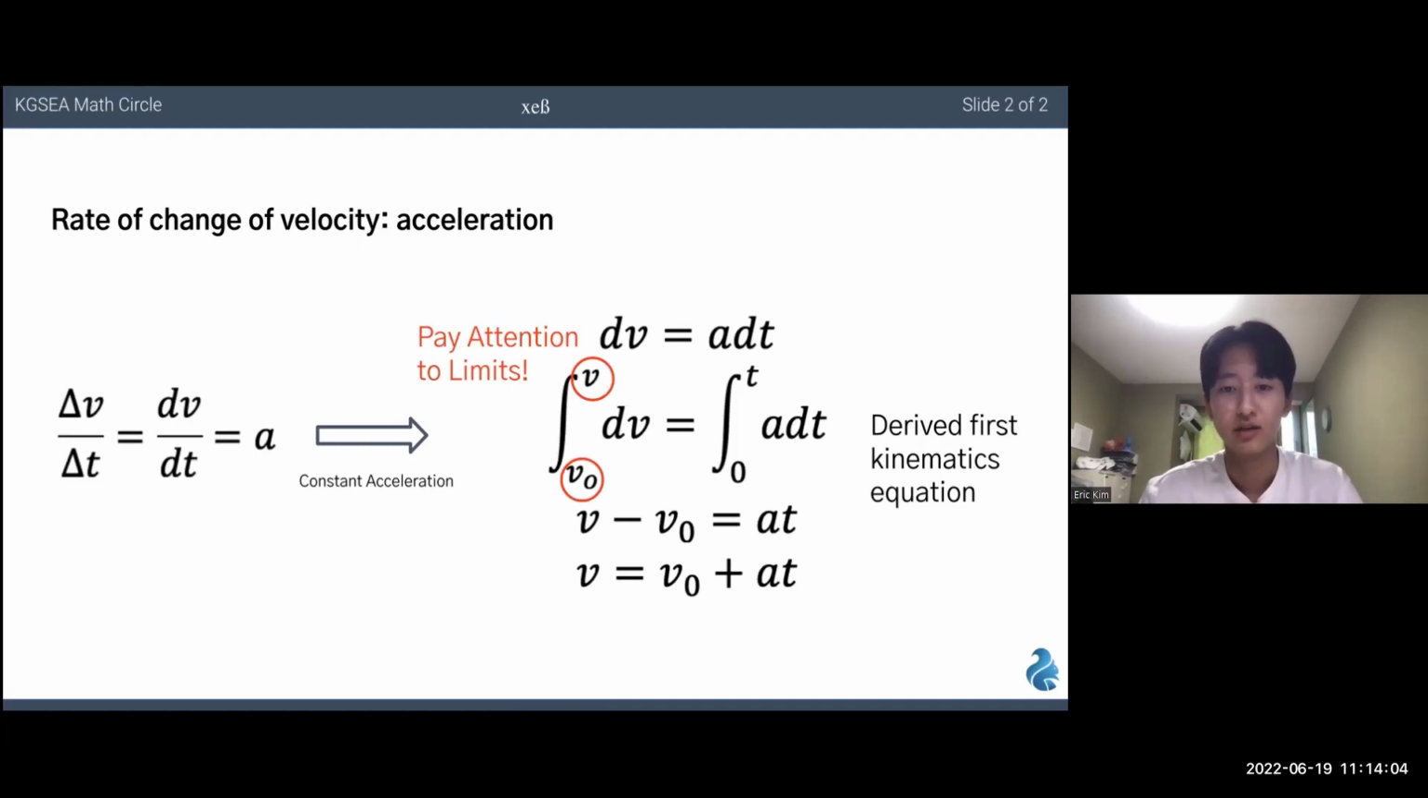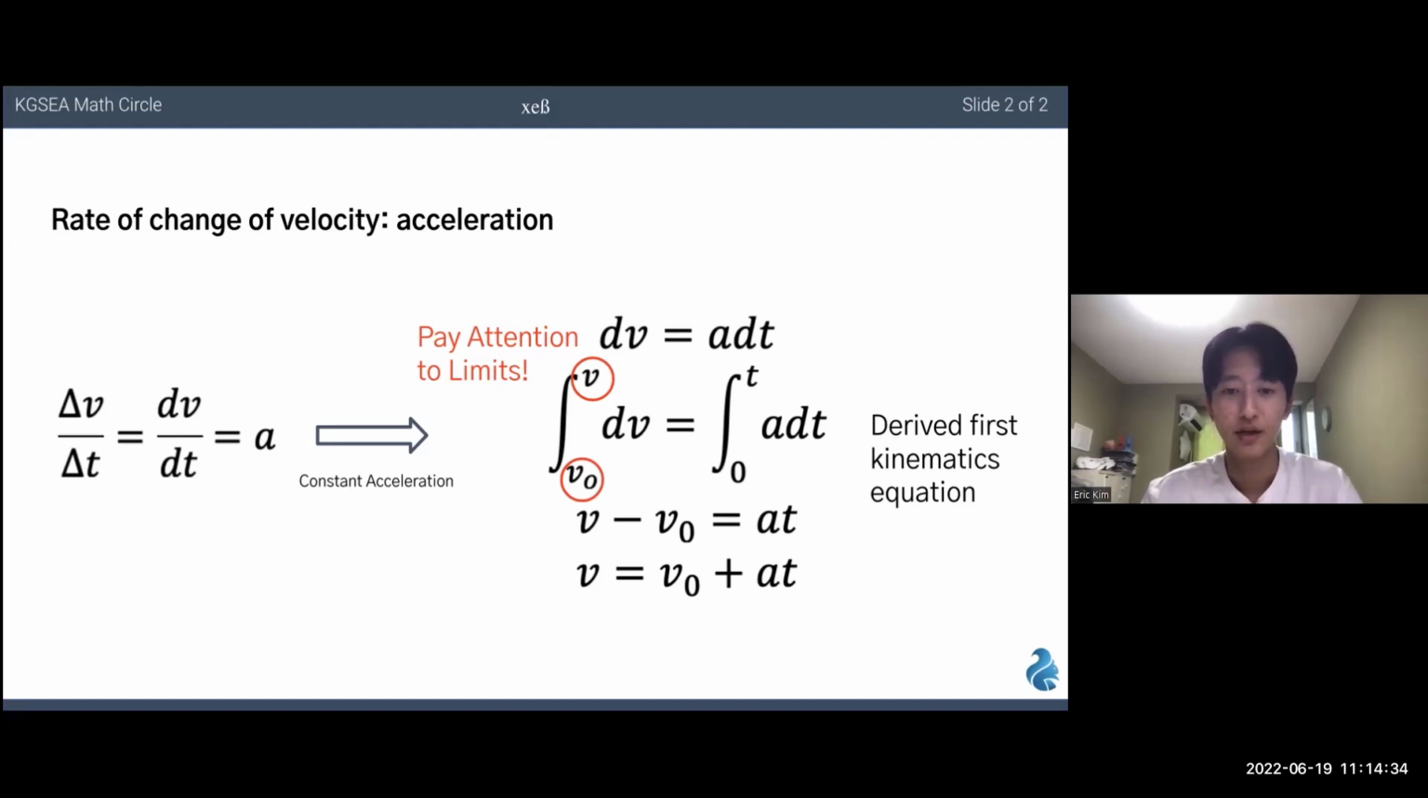By definition, acceleration is the change in velocity over change in time, but writing that using calculus, we can see it is a derivative of velocity with respect to time. Now, if we assume that acceleration is constant, we can derive one of the kinematic equations we've seen before. Using the calculus definition of acceleration, we can solve a differential equation by first rearranging the variables such that the dv and dt terms are on opposite sides of the equation.